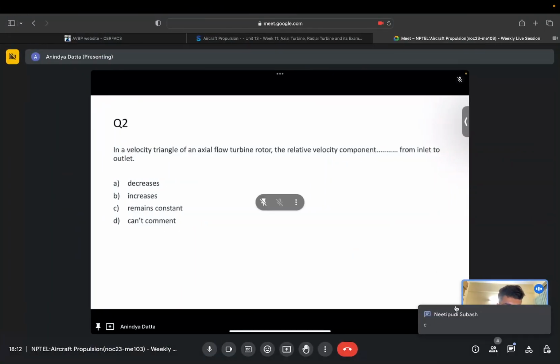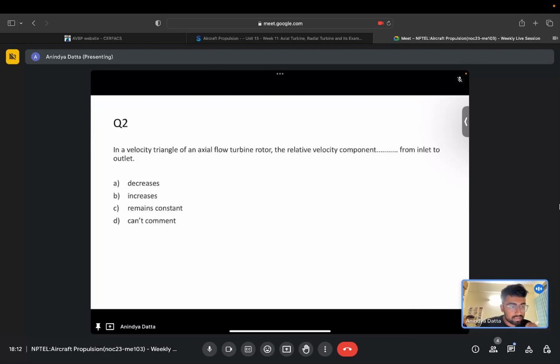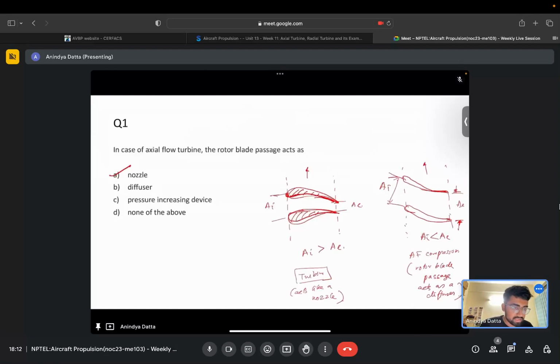Okay, all right. So no, if the relative velocity component remains the same, you have to look at the velocity triangle. Yes, it increases. Okay, so just one simple explanation for this without drawing the velocity triangle. We have seen, which I discussed in the previous question, that the rotor blade passages for turbines act as a nozzle.